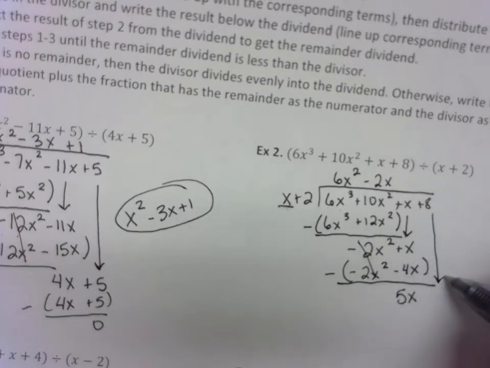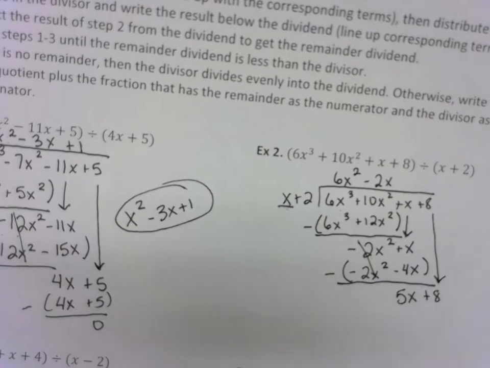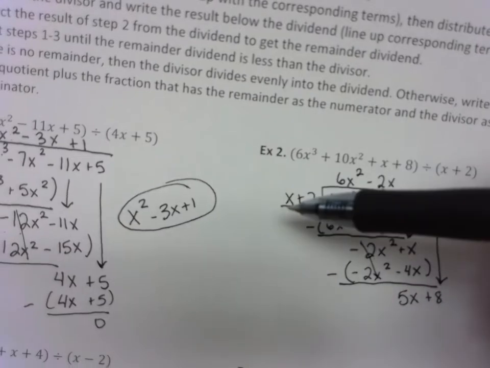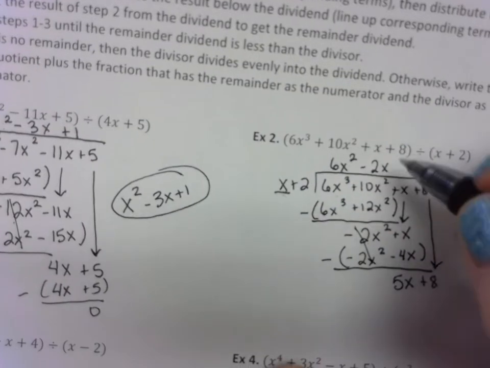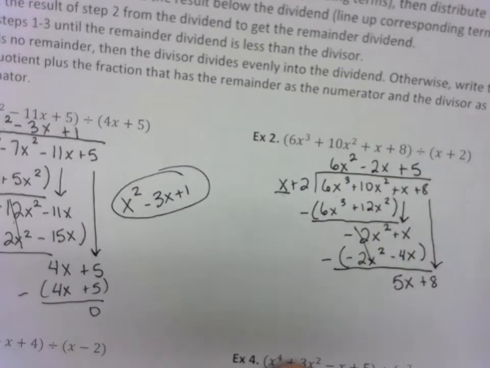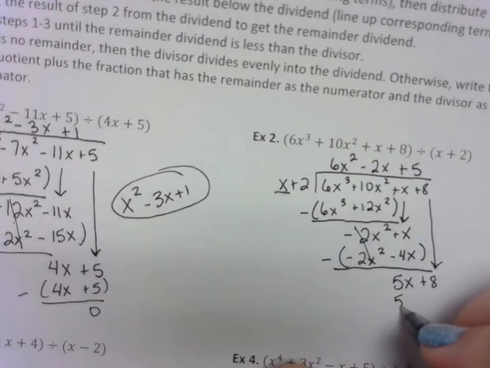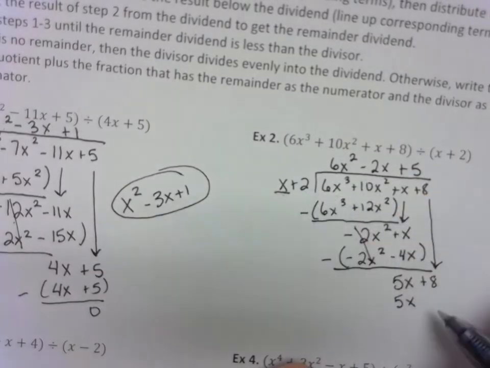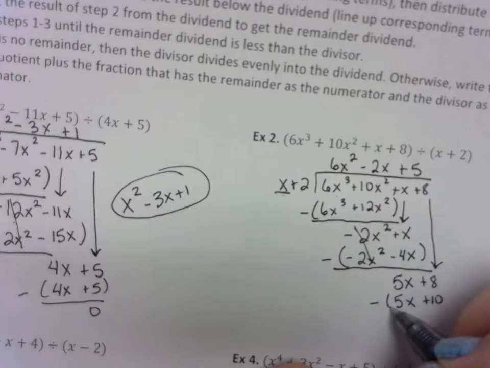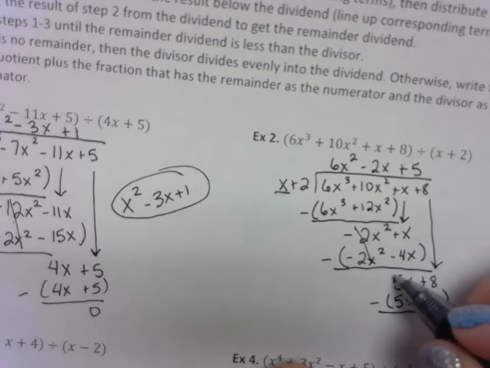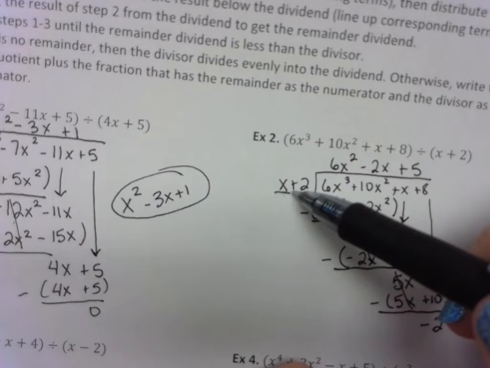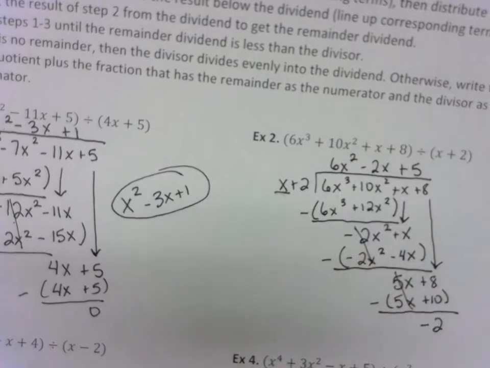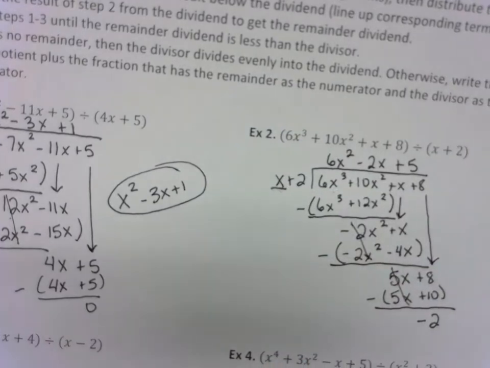Last time, let's drop this guy down, plus 8. We're asking ourselves, what do I need to multiply x by to get to a 5x? Well, that's going to be a positive 5. So 5 times x gives us 5x. 5 times 2 gives us 10. But now I need to subtract that whole piece. 5x minus 5x is going to cancel. But 8 minus 10 is going to give us a negative 2. I know I'm done here because I don't have any variables left. You're done when there are no variables.